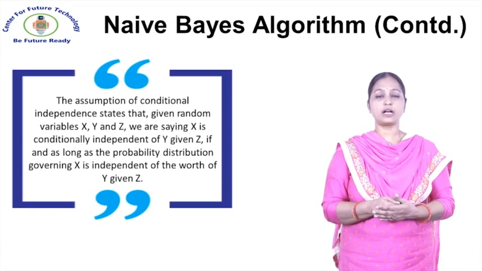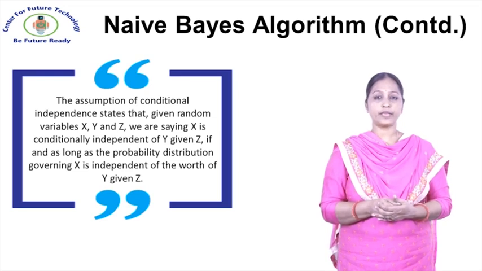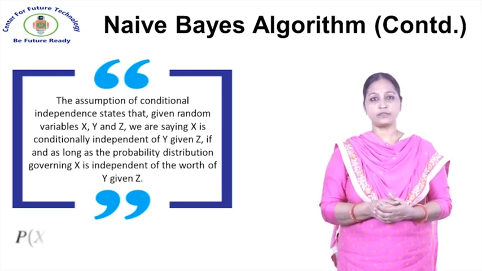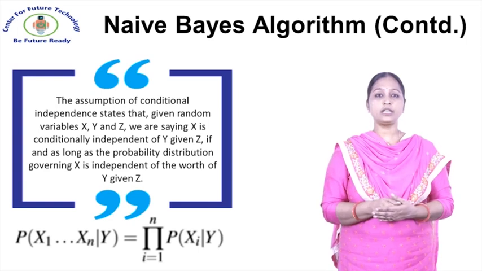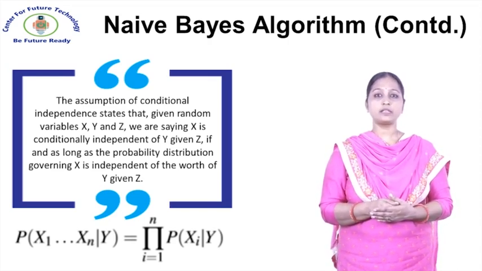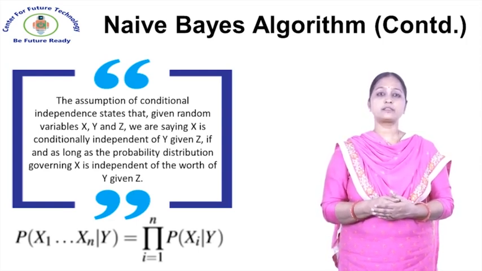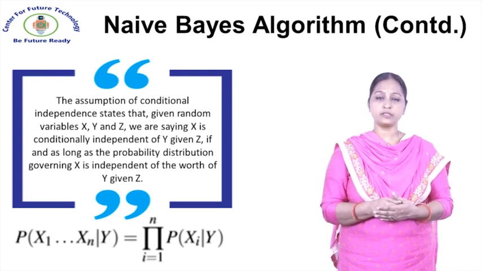Naive Bayes algorithm. The assumption of conditional independence states that, given random variables x, y and z, we are saying x is conditionally independent of y given z if and only if the probability distribution governing x is independent of the value of y given z.